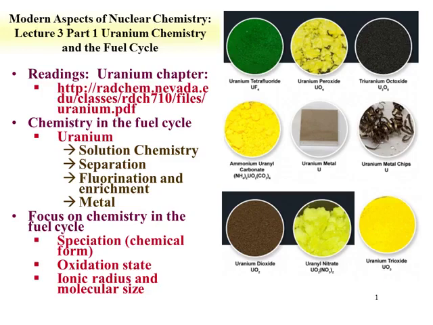Welcome to the third lecture for Modern Aspects of Nuclear Chemistry. This is a lecture in two parts, and it's on the uranium chemistry and the fuel cycle. The readings for this lecture are the uranium chapter of the Chemistry of the Actinides and Transactinides, which can be found at this URL, and will be linked to the website for the course.